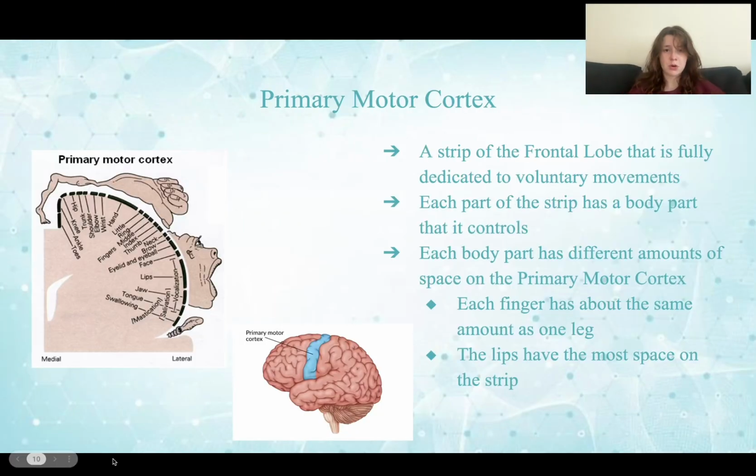The primary motor cortex is a strip of the frontal lobe that is fully dedicated to voluntary movements. Each part of the strip has a body part that it controls. As you can see on the left-hand side, each body part has a different amount of space on the primary motor cortex. Each finger has about the same amount as one whole leg. The lips and the parts of the body used for vocalization have the most space on the strip.